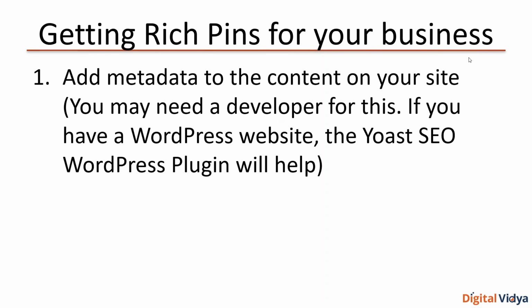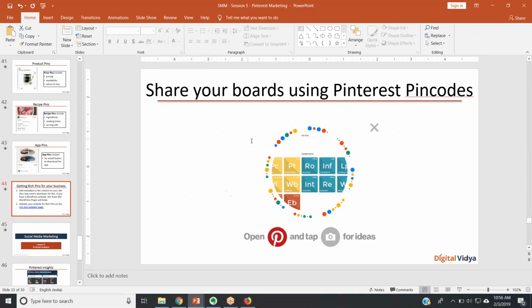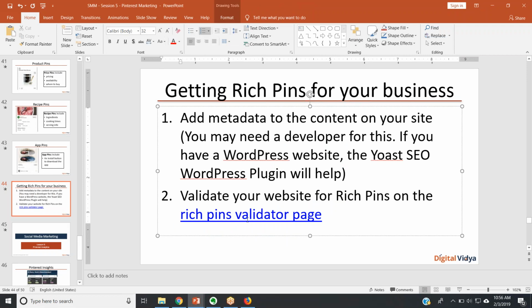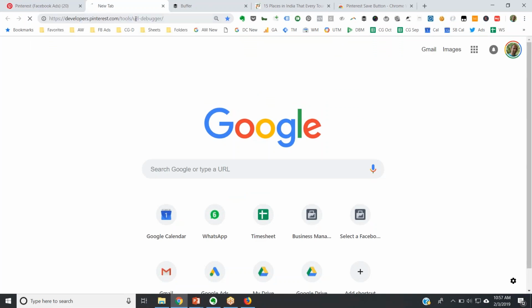If you have a WordPress website, you can use the Yoast SEO WordPress plugin. So basically, you'd have to add some content to your site. So let's go to this link here. Let me give you this link and show you how this works.